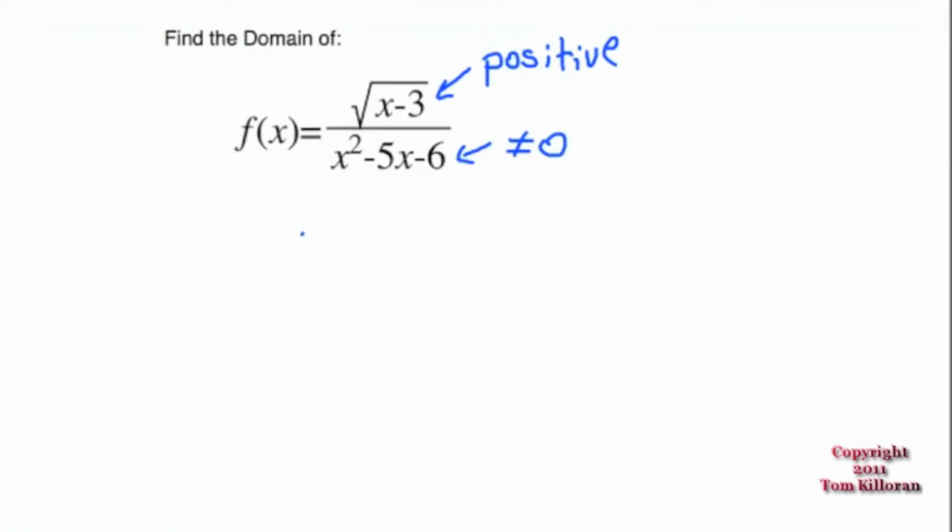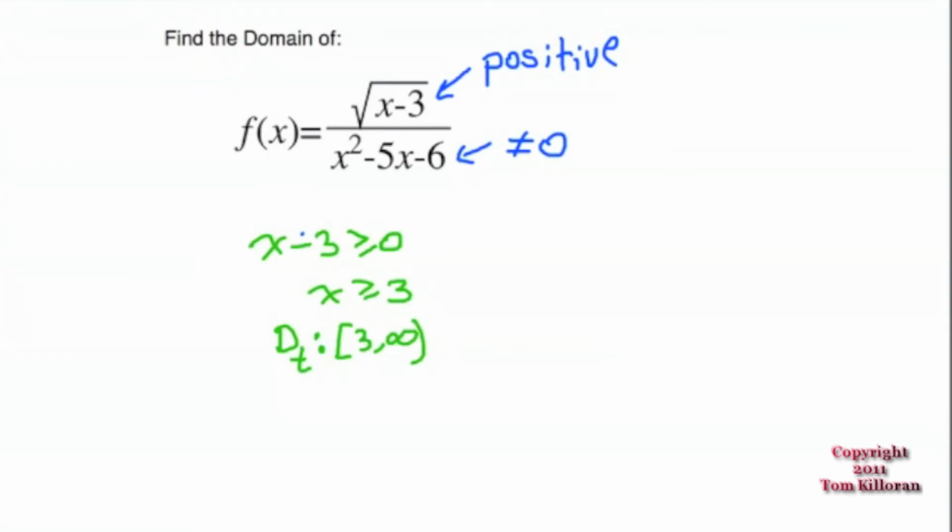Let's do it in green. So we have x minus 3, and we want to make sure that it's greater than or equal to 0. Solving it is easy. You get x is greater than or equal to 3, adding 3 to both sides. And the domain of that piece, let's call it top, is going to be from 3 to infinity.